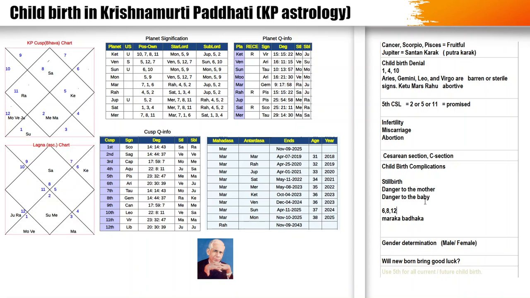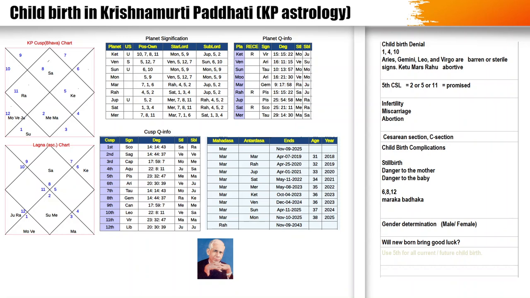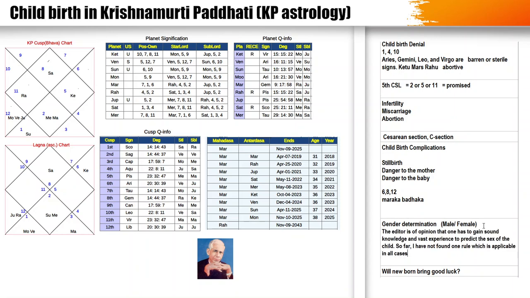Now, regarding the gender determination, whether the child is going to be male or female. I was going through some of the archives of Professor Krishnamurti, and I came across at least one note from the professor where he himself has mentioned that the editor is of the opinion that one has to gain sound knowledge and vast experience to predict the sex of the child. So far, I, meaning Professor Krishnamurti, have not found one rule which is applicable in all cases.